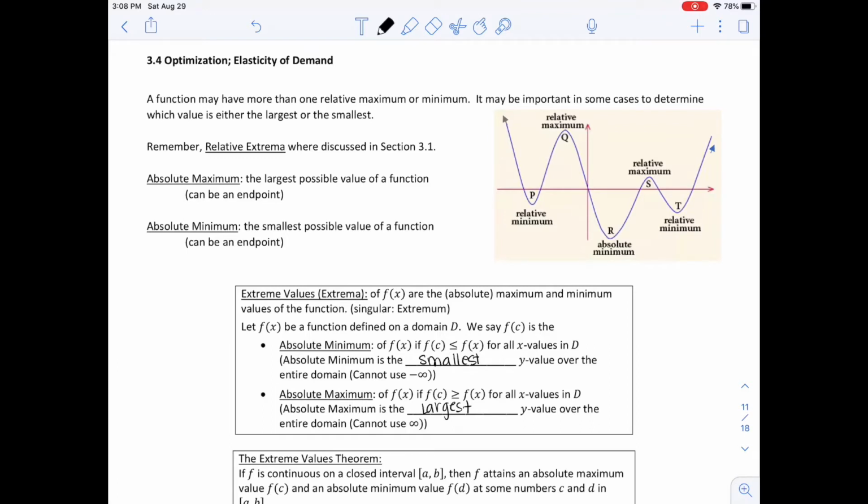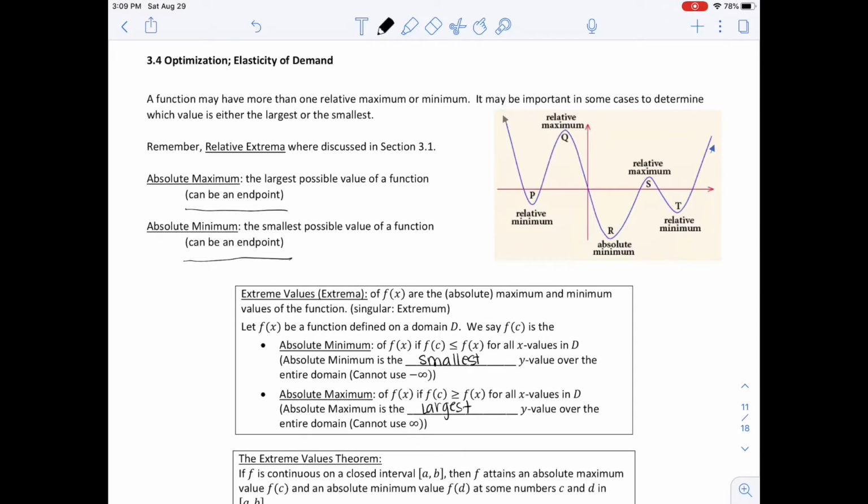Another word that we used for that was also local extrema. So an absolute maximum is the largest possible value of a function, and it can be an endpoint. And then an absolute minimum, the smallest possible value of a function, also can be an endpoint. There's a graph to the right, and you can see the highest of the high point is going to be our actual, not just our relative maximum, but would also be our absolute maximum.